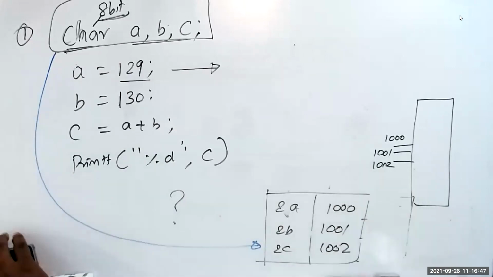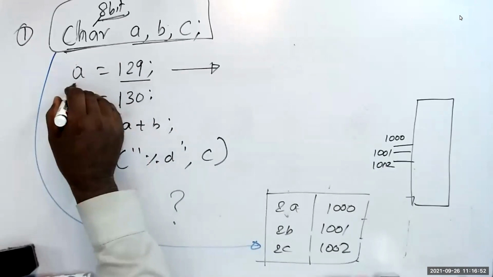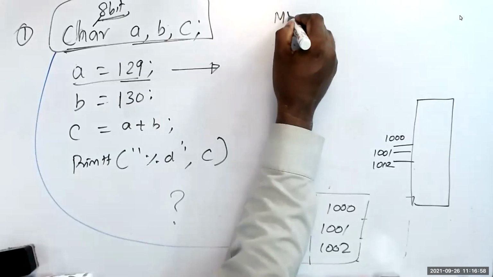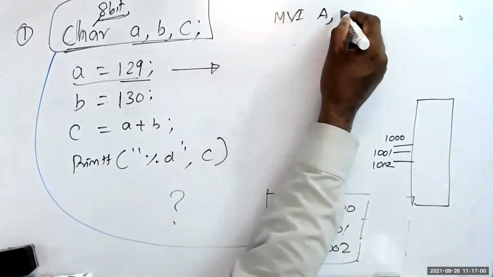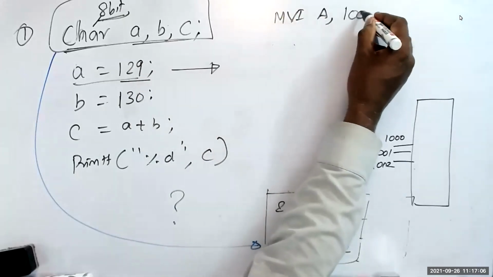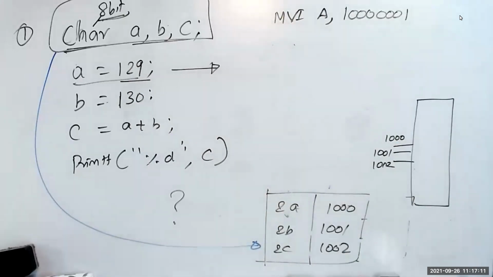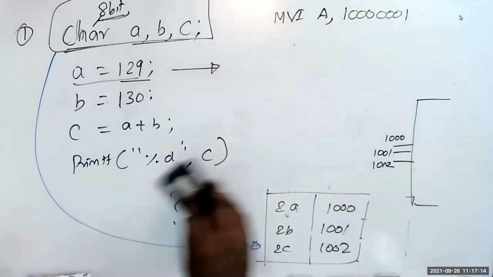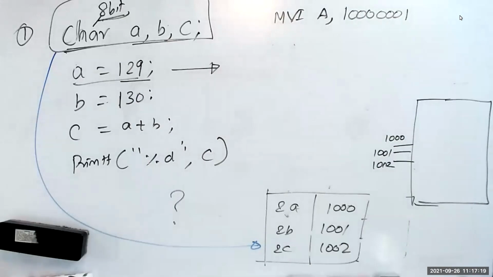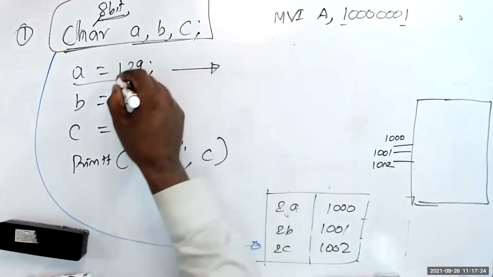Now, when I say A is 129, this will say move immediate A, 129. I have to convert it to binary: 1, 0, 0, 0, 0, 0, 0, 1. Understand? That has to be very clear to you. If it's not clear, let me know. 128 plus 1 is 129. Then the second line, B.